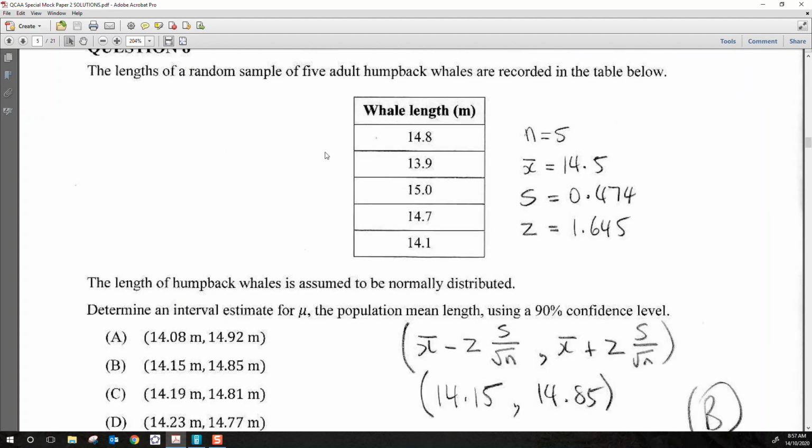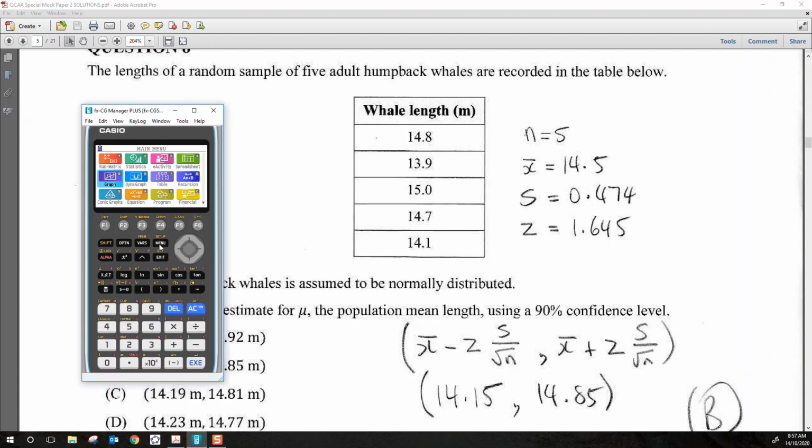What do we got on this one? The lengths of a random sample of 5 adult humpback whales are recorded. There they are. So I've made a little note. We had sample size 5. Now, how did I get all of these statistics? I used my calculator, of course.